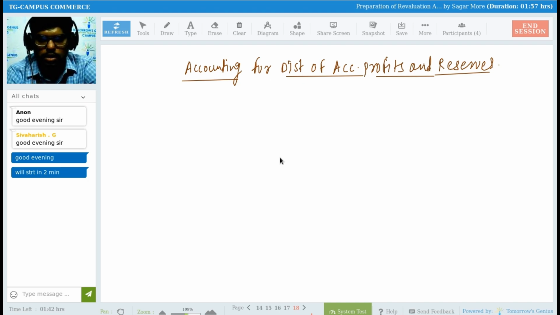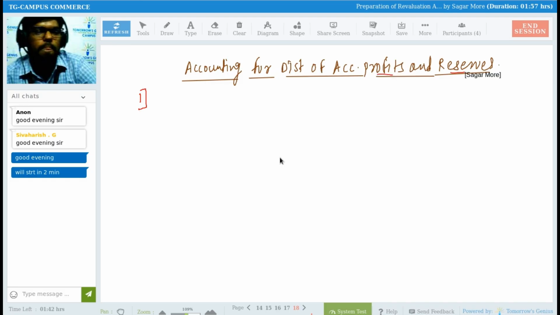My first question to you: where will we get this profit and reserve? Where will you be finding this in the question? Where will you get this accumulated profit and reserves in the question? Adjustment. From adjustment, Shivari is saying. I just showed you. I am asking a question on that only.